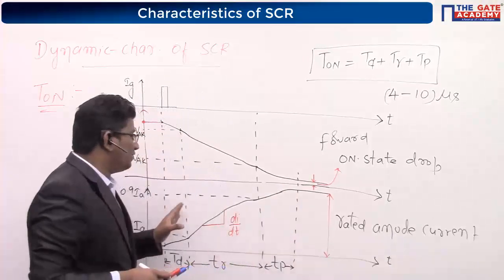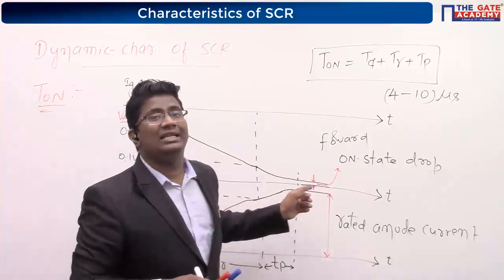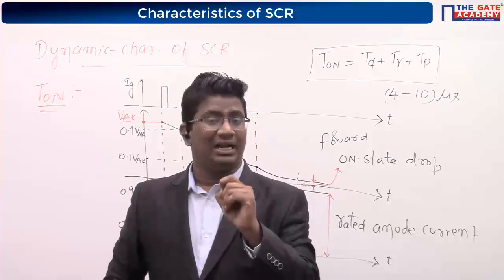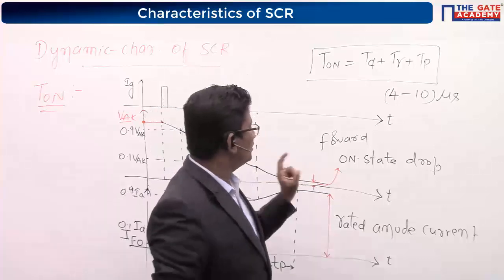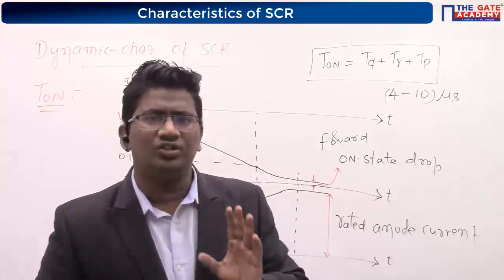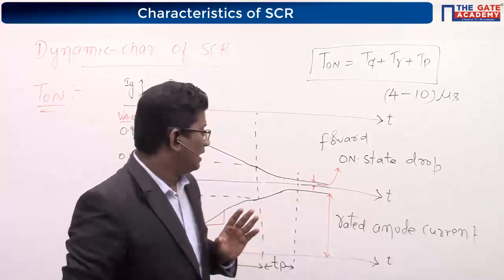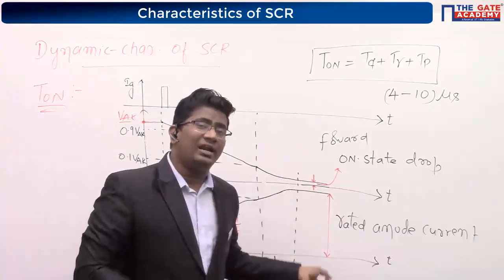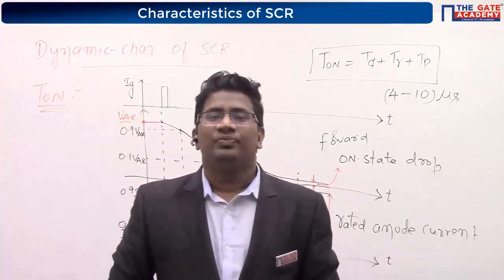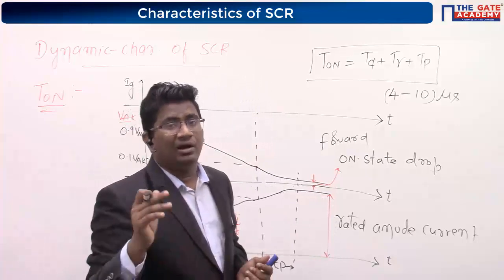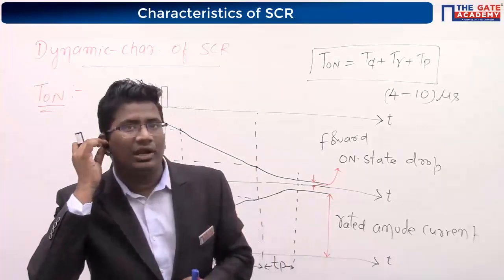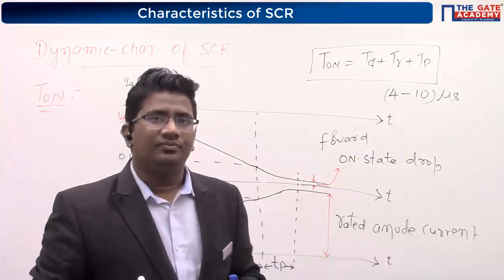After completion of these three times only, it enters completely into the conduction state. The conduction state has a very low on-state voltage drop, around 1 to 2 volts only, as I already mentioned. Its rated current, whatever the load requirement, whether you are operating a DC motor or an induction motor, depends on its rated current. Are you getting these points?